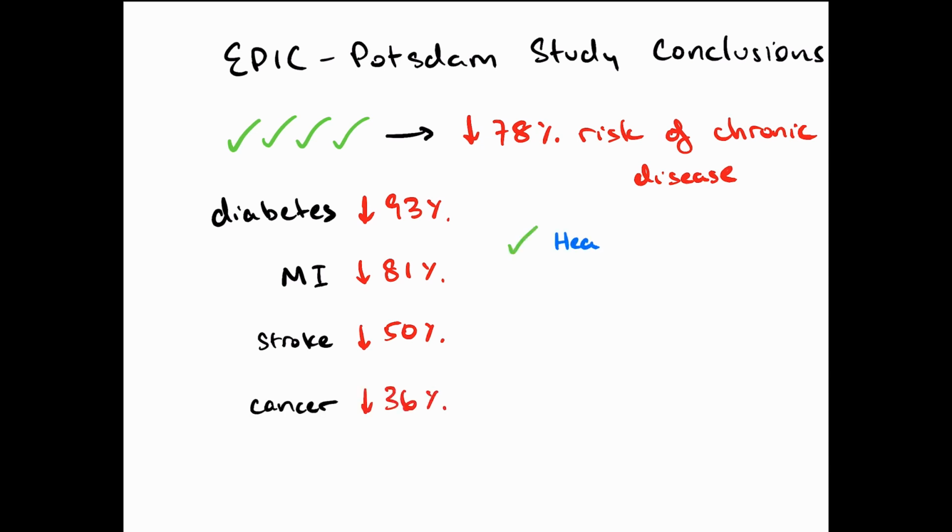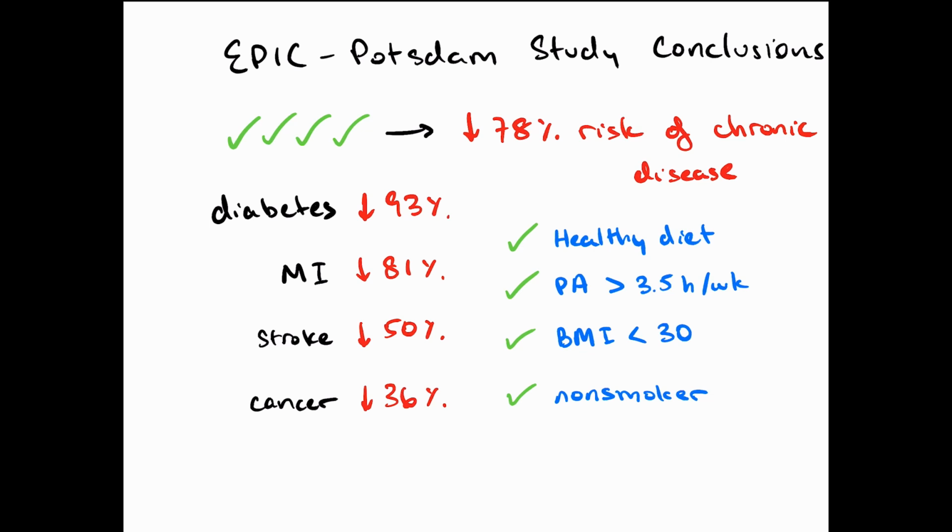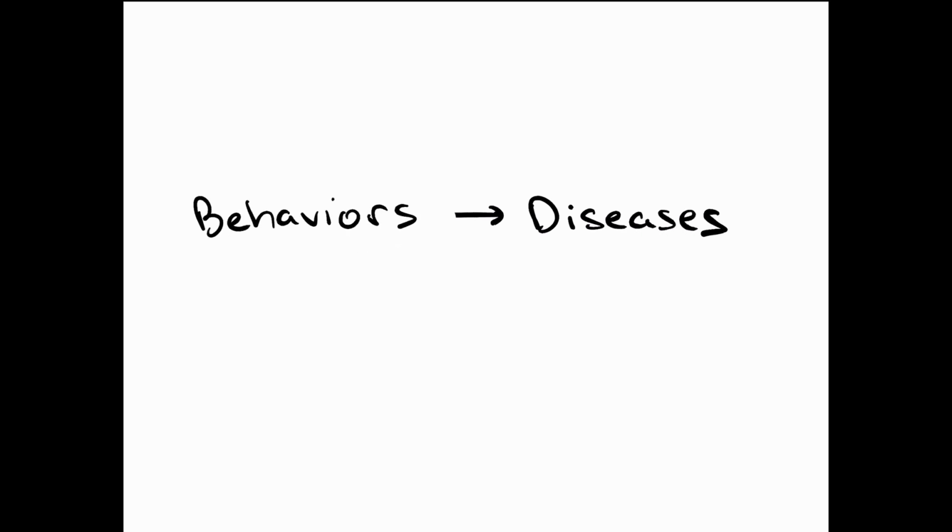And the 4 considerations were a healthy diet, physical activity of greater than 3.5 hours per week, a BMI of less than 30, and a non-smoker status. So now we know that, especially for chronic disease, the vast majority can be prevented by proper behaviors. So it's likely that poor behaviors are what are causing these diseases.